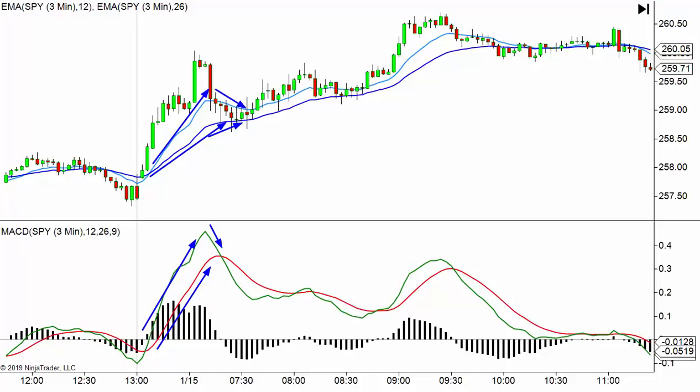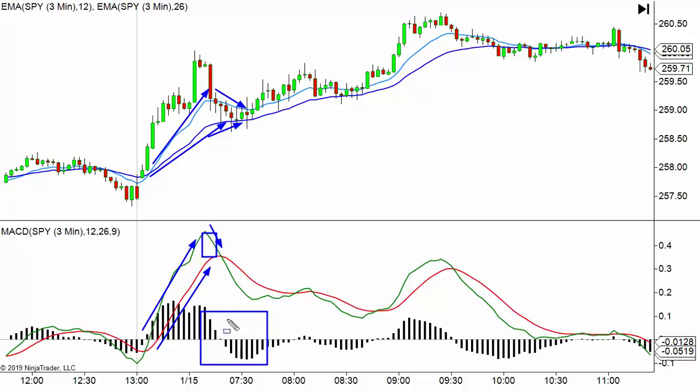Today we want to get to this MACD histogram. So what the heck does that mean? That's the black thing down here. What this measures is very simply the difference between these two lines. The green MACD line measures the difference between the two moving averages, and the red line is the 9-period EMA of the green line.